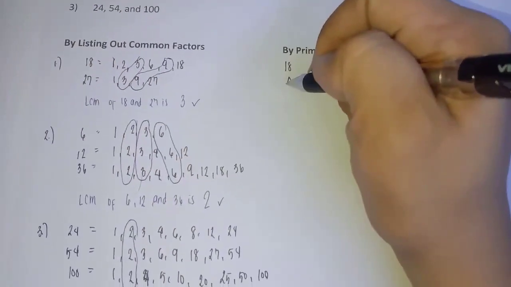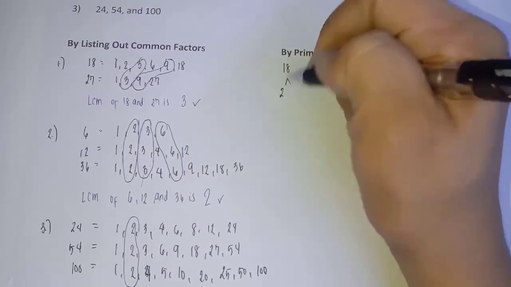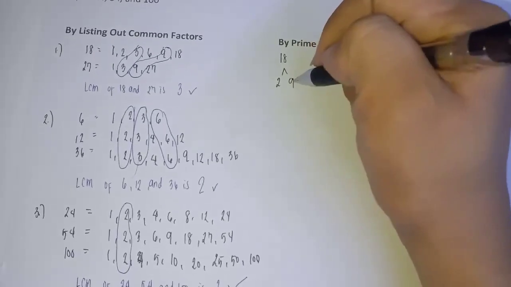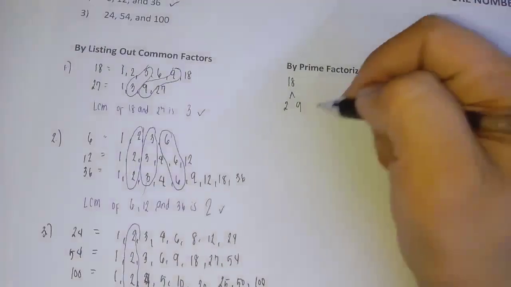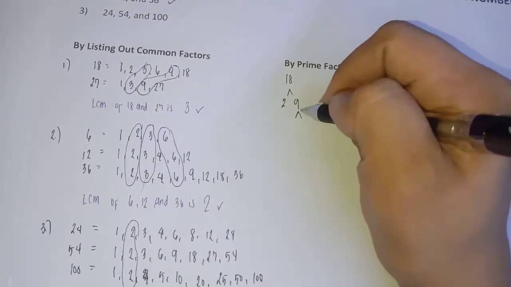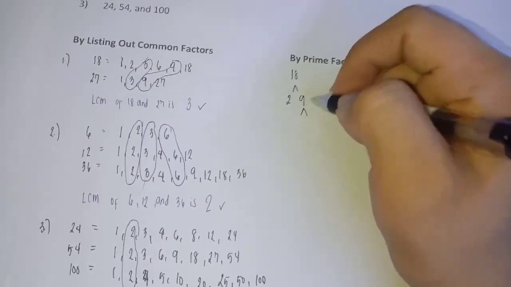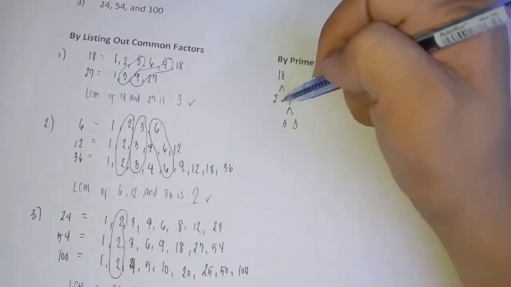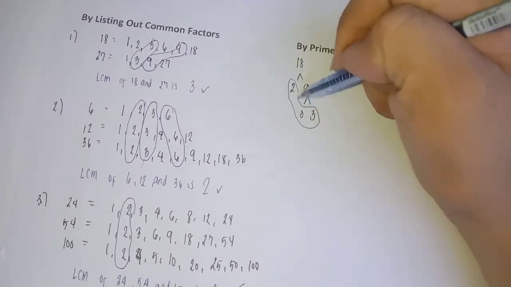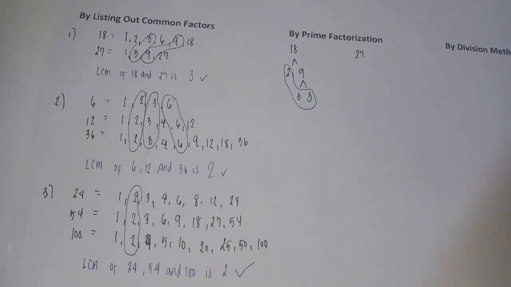So in the case of 18, 18 is divisible by 2, and the other factor is 9, since 2 times 9 is 18, right? 9 is a composite number, so we can factor this further, and the factors of 9 are 3 and 3. So the prime factors of 18 are 2, 3, and 3, okay?